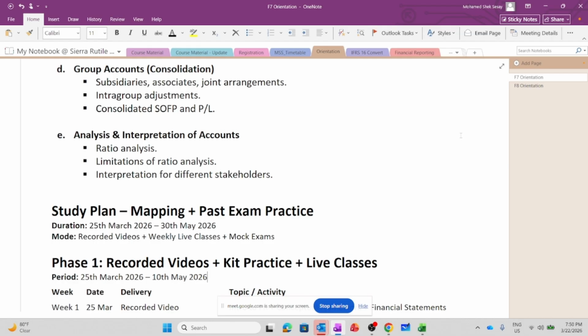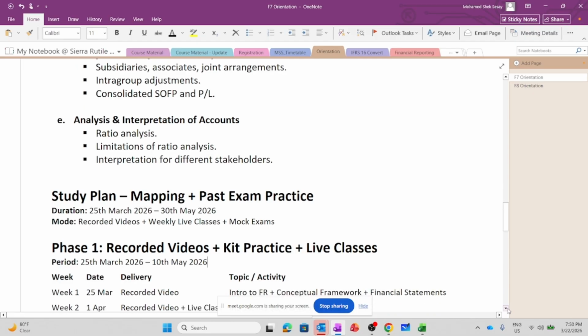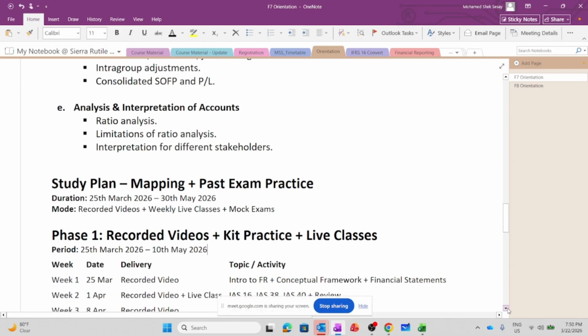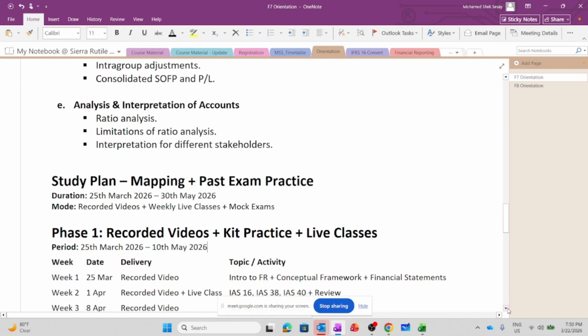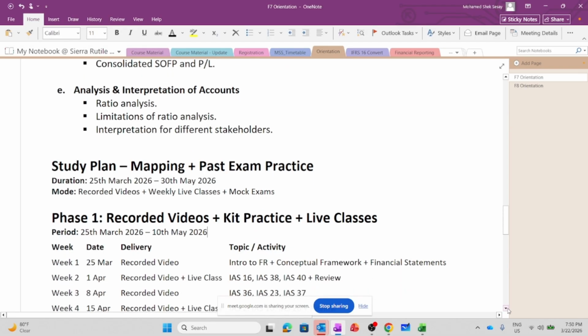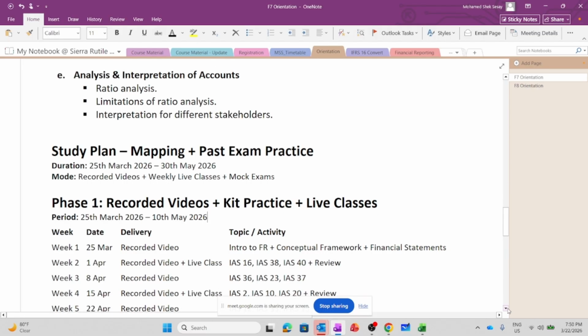So basically, this is the syllabus overview that you need to know. And by the end of the June examination, we are going to cover everything on the syllabus overview, and we are going to do an extensive revision, solving past questions, and also we are going to take a mock examination.